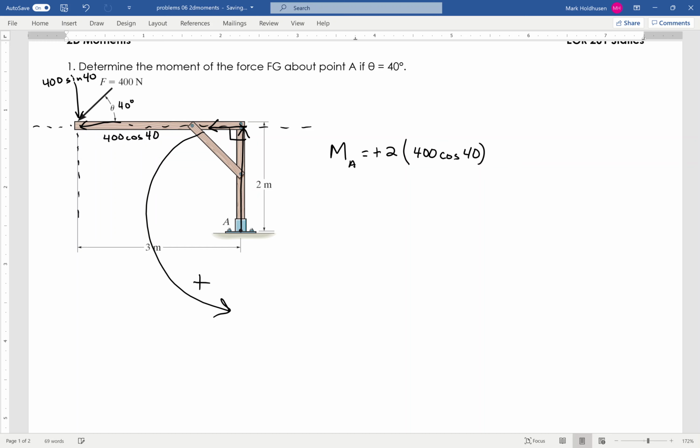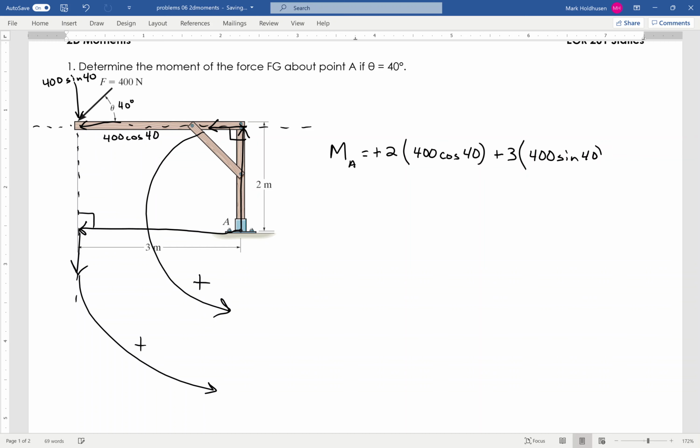Similarly, I can extend my vertical force here, and I can draw my r vector, my moment arm, from point A to anywhere along the line of action of that force. So again, it's a vertical force. I'm going to draw a horizontal distance like I have right here. Okay, so again, this will be perpendicular. That force is essentially this way. It is also a counterclockwise rotation about point A, so we call that a positive. Now this is going to be that horizontal distance, 3 times the vertical force, 400 sine 40.